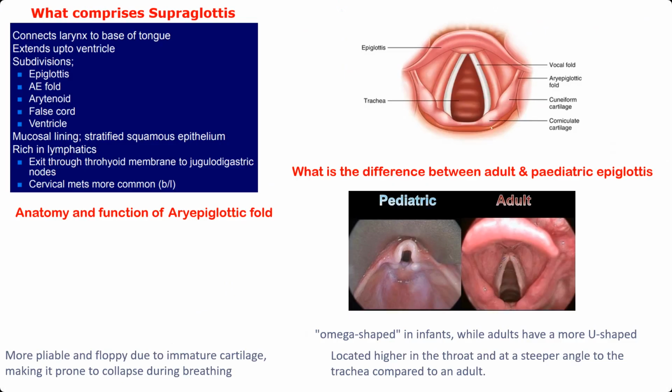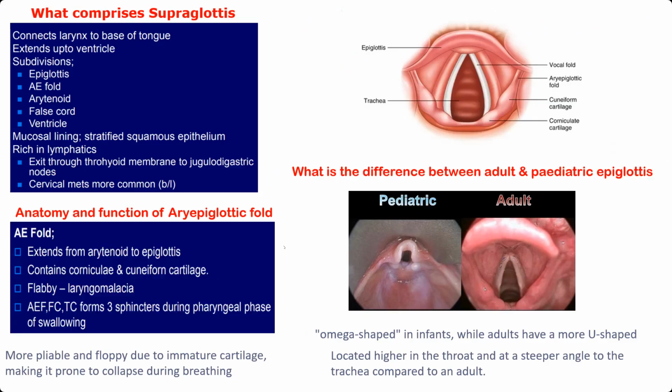So when you do a scopy here, you can see this. This is the corniculate and cuneiform bulging, which you are seeing in the live picture. You know, this is a drawing. This is a true picture of a live specimen. So these bulges are the cartilages which are formed here, and they are almost like vestigial. So the aryepiglottic fold extends from the arytenoid to the epiglottis, and contains the corniculate and cuneiform cartilage.